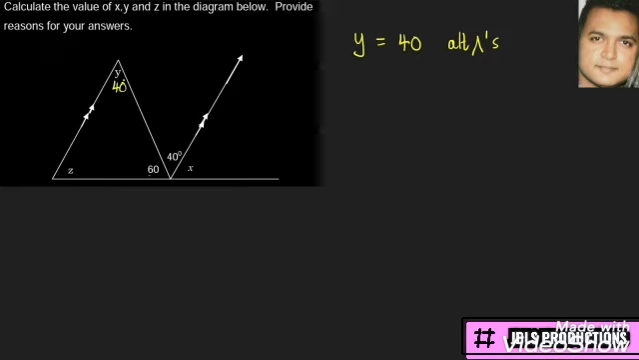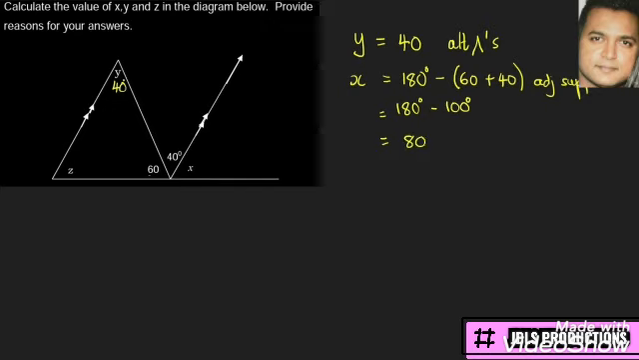The next one we could use is the x, to say there's a straight line there. X is 180 degrees minus the 60 plus the 40. Now this is a straight line, so we say adjacent supplementary angles, right? So it's 180 minus 100, right? And that will give me 80, right?